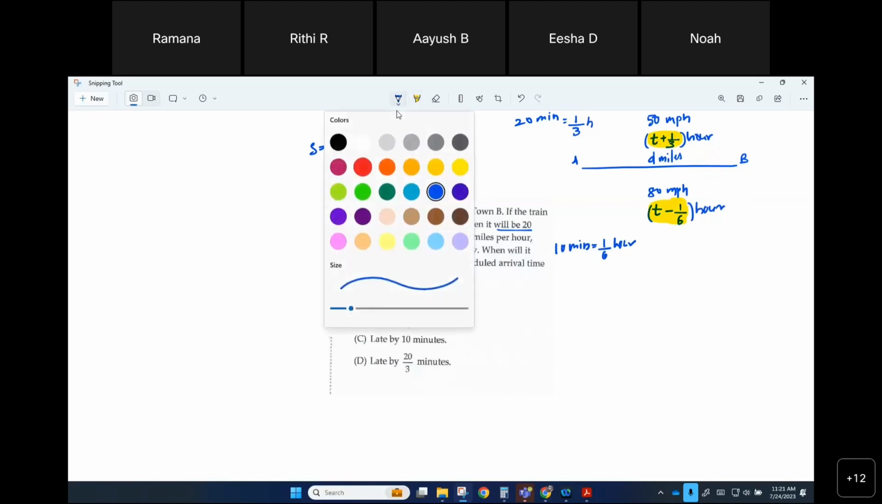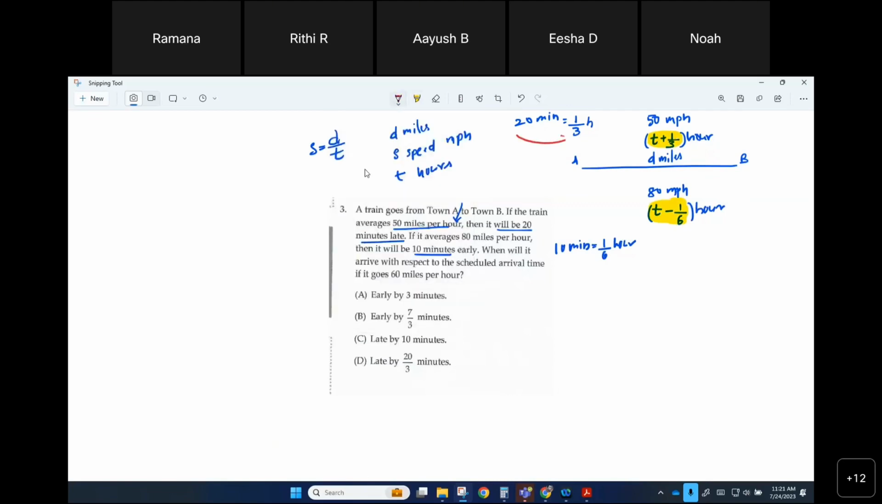Yeah, okay. Because 20 minutes is 1/3 hour and 10 minutes is 1/6 hour. If t is the correct time at the correct speed, then when it's 1/3 hour late it takes t plus 1/3, and when early it takes 1/6 hour less, so t minus 1/6. But in both cases, the distance traveled is the same.